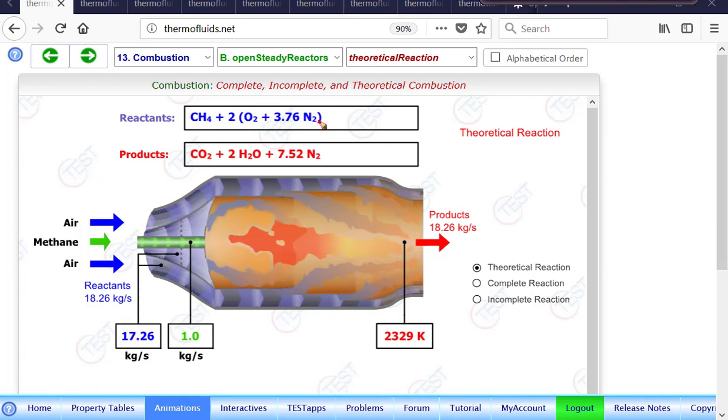The theoretical air means there is no leftover oxygen after the end of the reaction. Also, the reaction is complete. In other words, you'll find carbon goes to carbon dioxide and hydrogen is fully oxidized to H2O. There is no OH or CO, etc. That's what makes the reaction complete. And theoretical means complete plus there is no leftover fuel or oxygen at the end of the reaction. So this is an important concept.